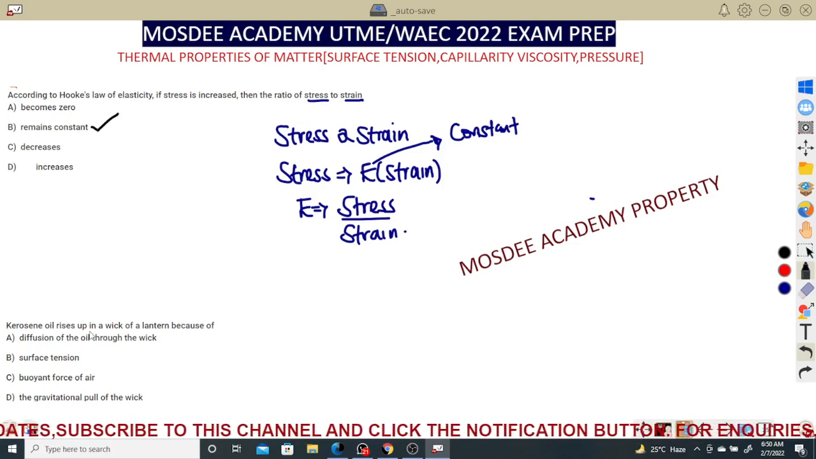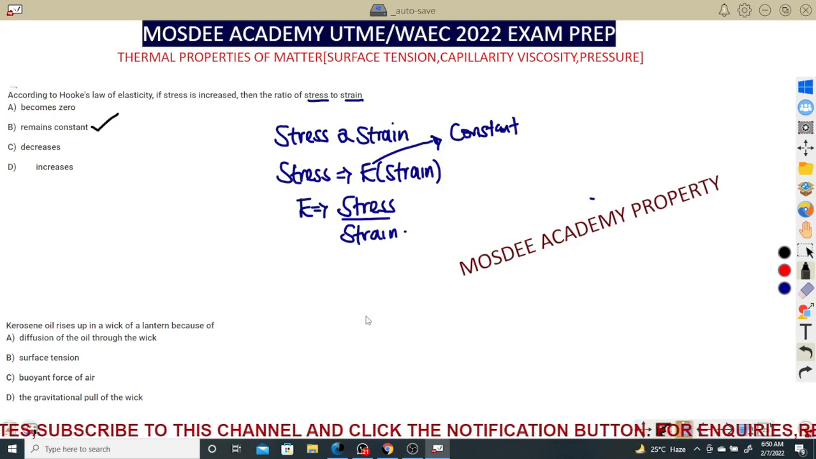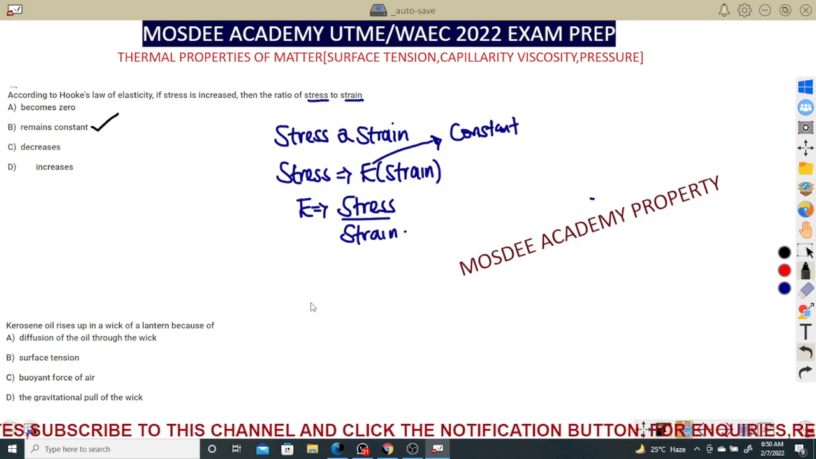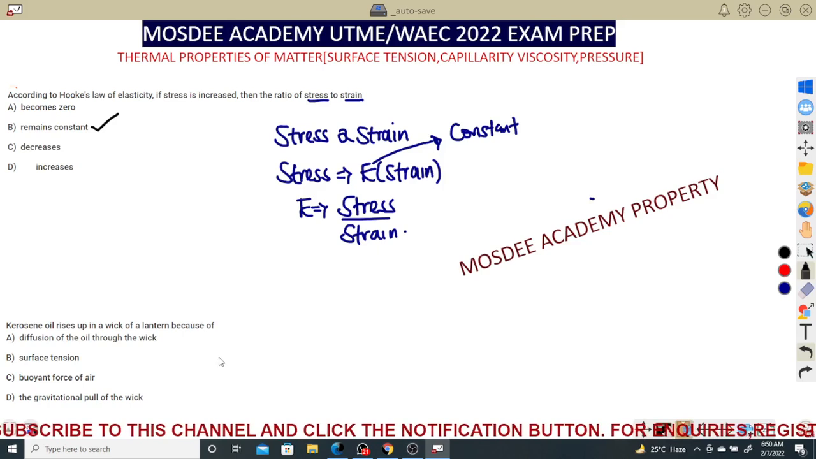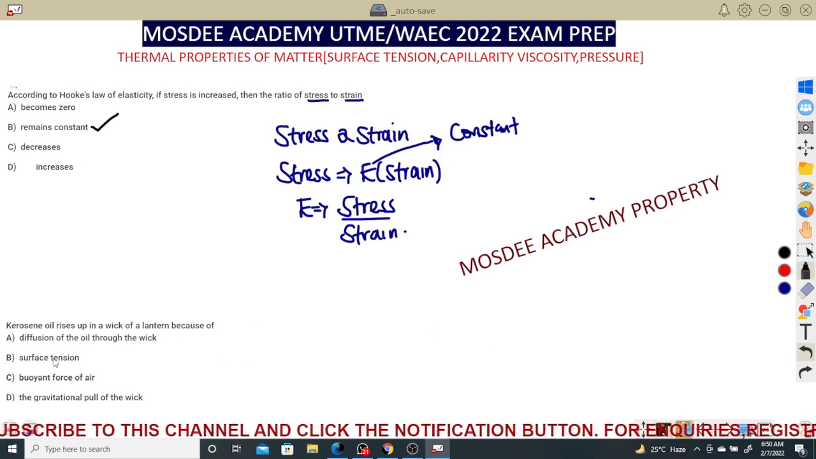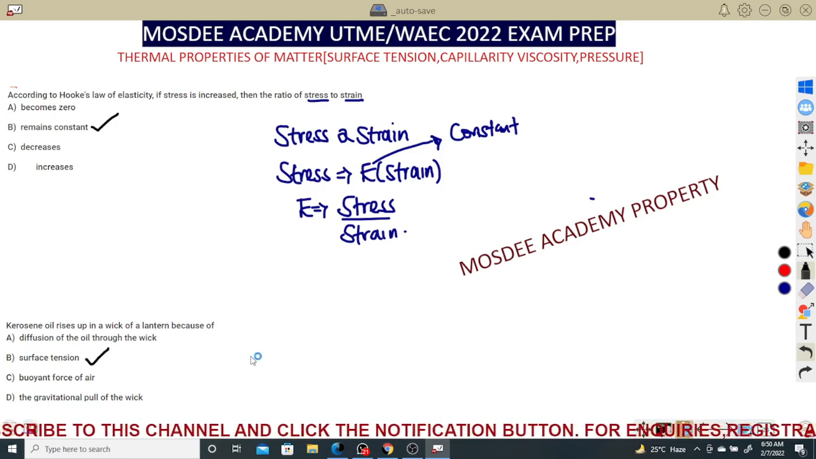About the next one, this is also a question: kerosene oil rises up in the wick of a lamp. That is surface tension, the intermolecular forces that act between layers of molecules that make them act like a stretched elastic membrane. So keep that in mind. It is just the cohesive intermolecular force acting between molecules of liquids, of fluids, as we call it. So now we have kerosene oil rising up in the wick because of surface tension.